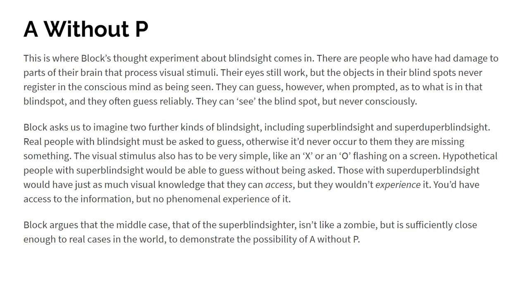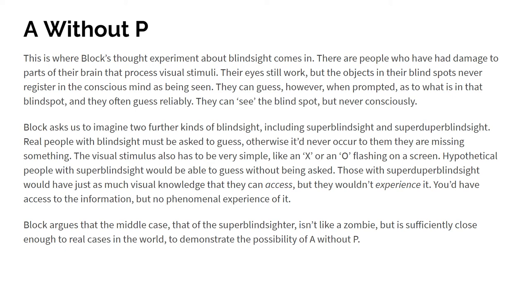But this is where Block's experiment with people who have blind sight comes in. And I say it's a thought experiment, but it's based in the real world. It's based in empirical data and actual people that he argues have A without P. When you have blind sight, you have some lesions in a region of your brain associated with processing visual information. Your eyes actually still work perfectly. So you get data that comes into your eyes, and it's a real representation of whatever's out in the world, but your brain can't process it properly. So you have little blind spots in your field of vision where you just don't see anything, and your brain makes up for it, and it fills in the details.